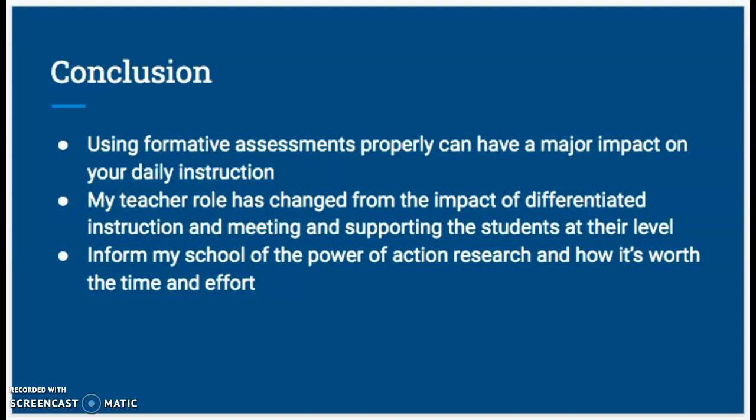And then I could also inform my school of the power of action research, and how it's worth all the time and effort you put into it to see your results at the end.